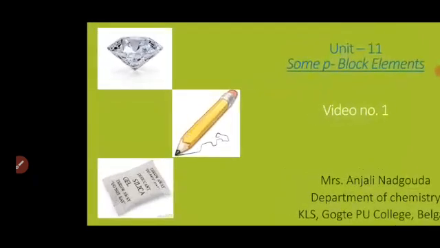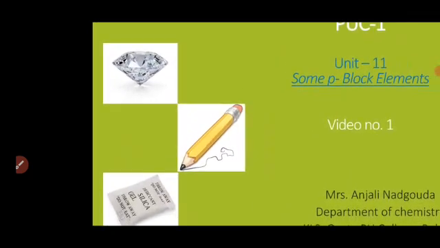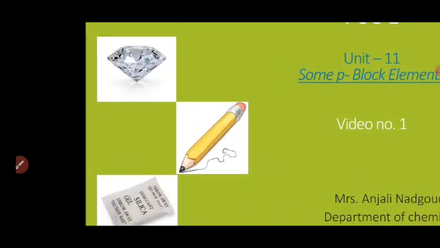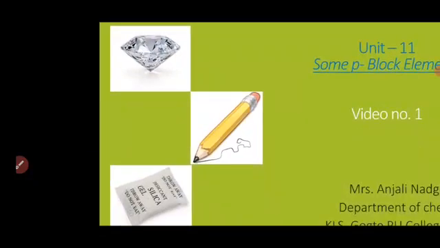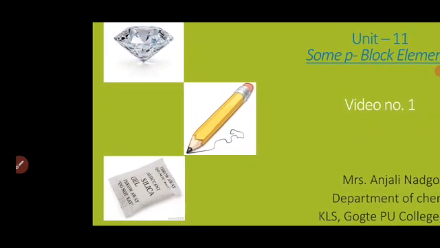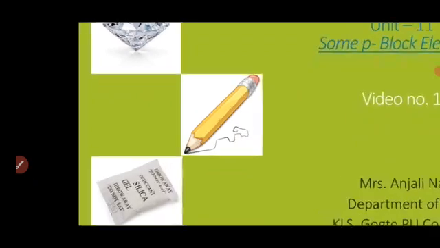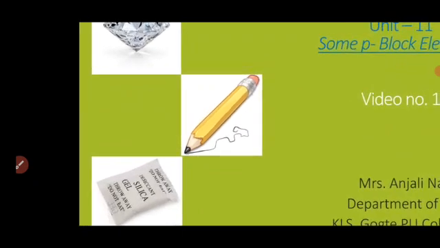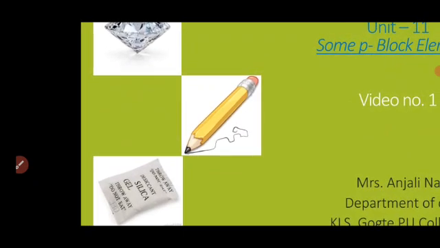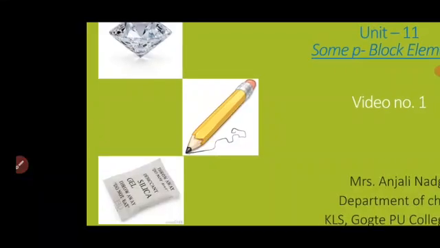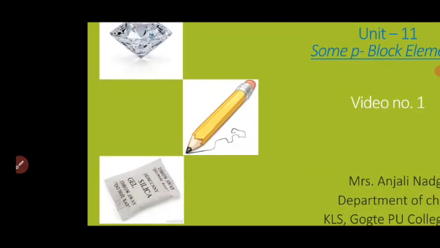In this first slide, you can see a picture of a diamond, then a pencil which we use in our day-to-day life to write. And one small pouch on which it is written as silica gel. This silica gel pouch you might have seen in your shoe box or even in some medicines. So what are all these?